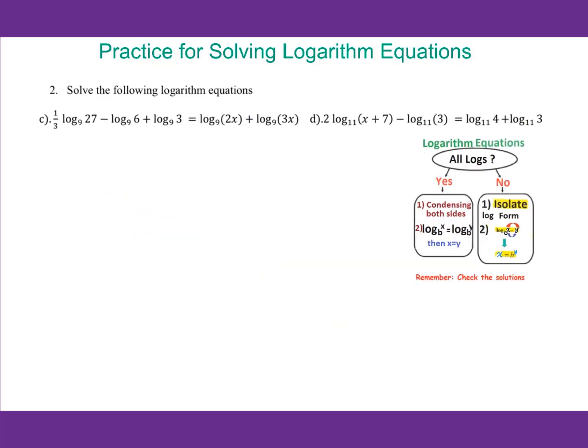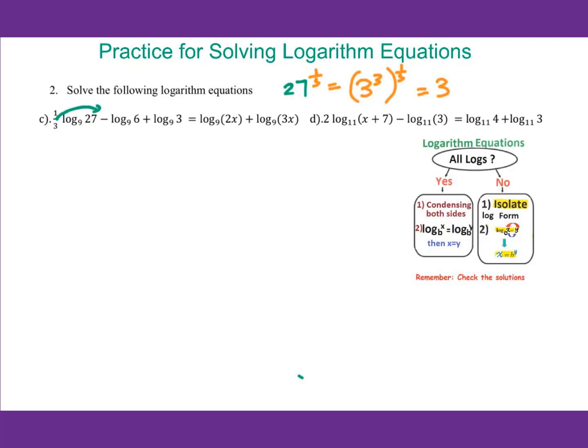Now let's go to C. First of all, we check, are they all logs in this equation? Yes. So you need to condense the log on both sides. First of all, you need to clear the number before the log, so we jump it up as an exponent. For 27, do the 1/3 power. That means 3 to the 3rd power, then the 1/3 power. You got 3 to the 1st power equals 3.